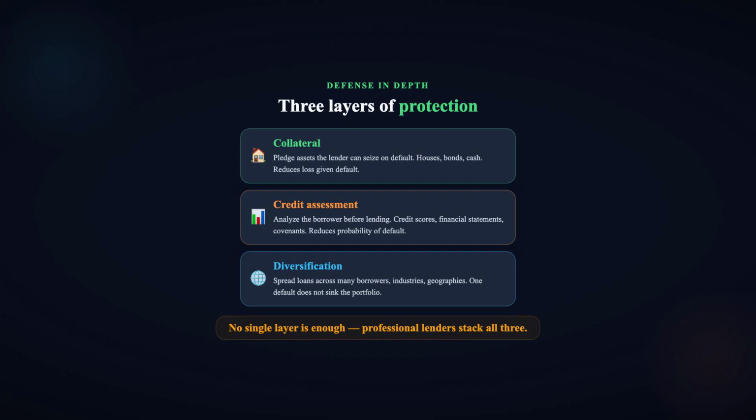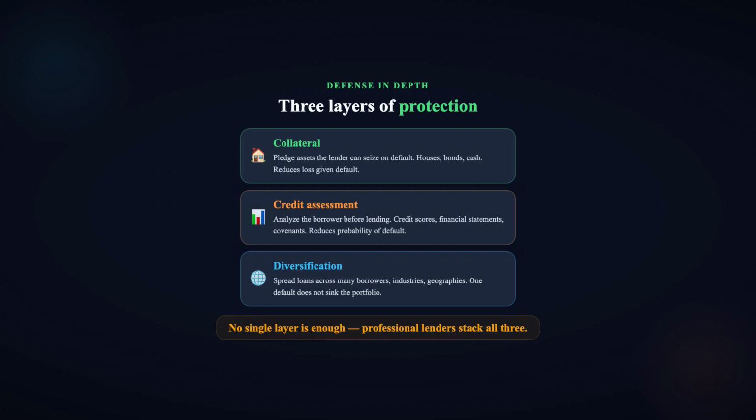Second, credit assessment. Before lending, the bank evaluates the borrower. Income, employment, existing debts, payment history. The result is a credit score or a credit rating that determines whether to lend and at what rate. Third, diversification. The bank does not lend all its money to one borrower. It spreads across thousands of loans, different sectors, different regions. If one borrower defaults, the loss is absorbed by the income from the rest.